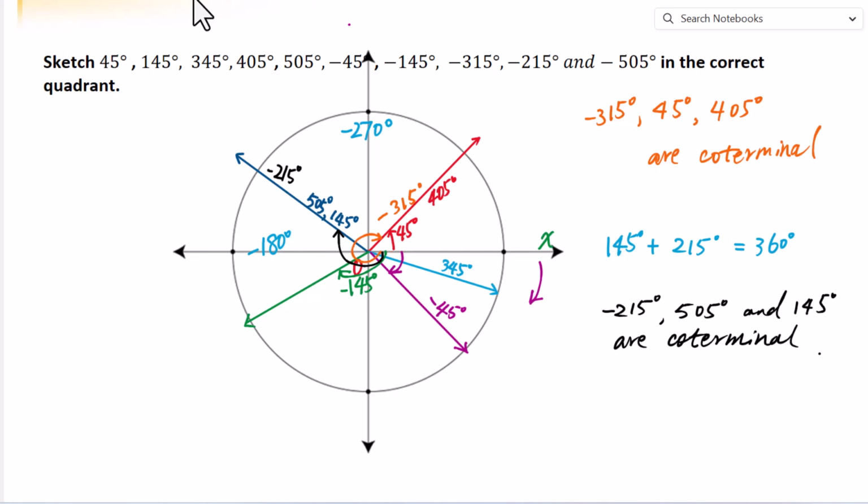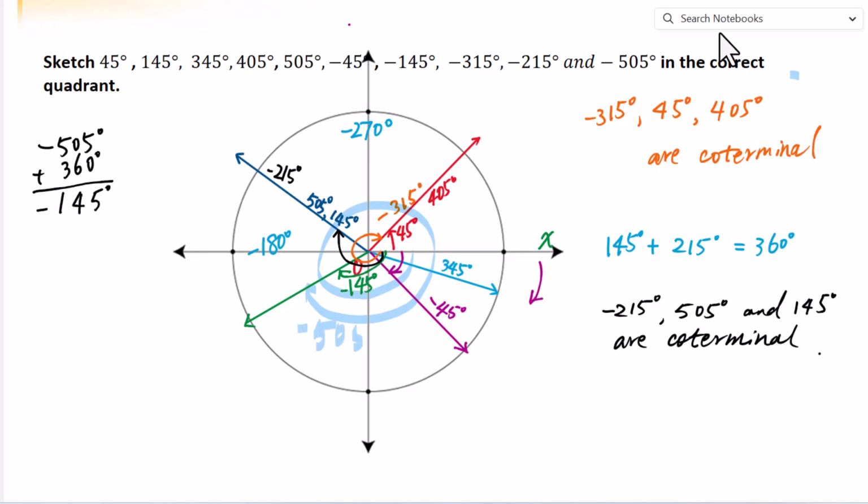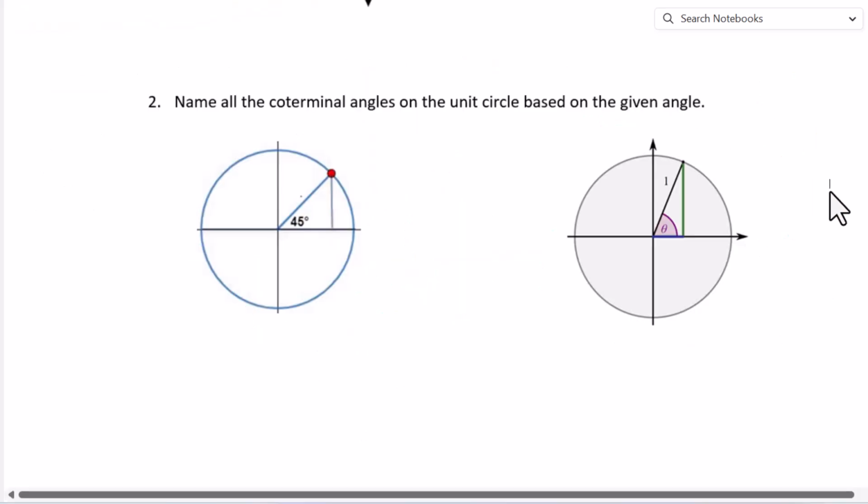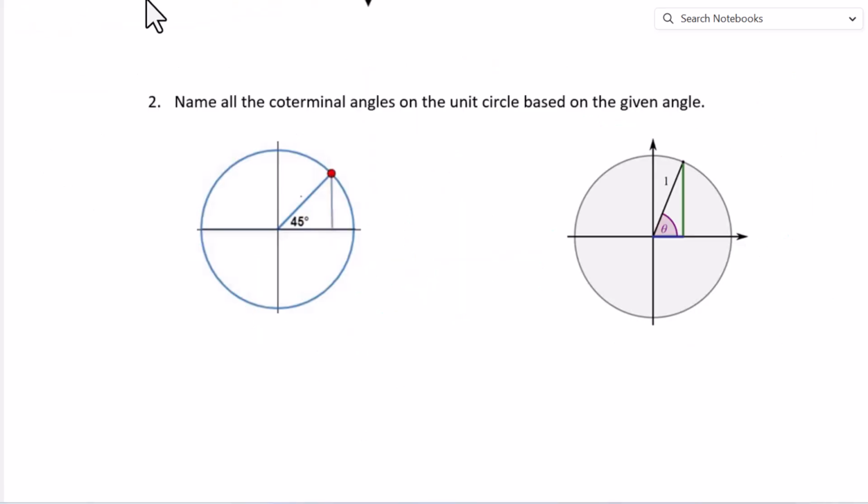-505 degrees. We add 360 degrees. We got -145 degrees. Question 2. Name all the coterminal angles on the unit circle based on the given angle.